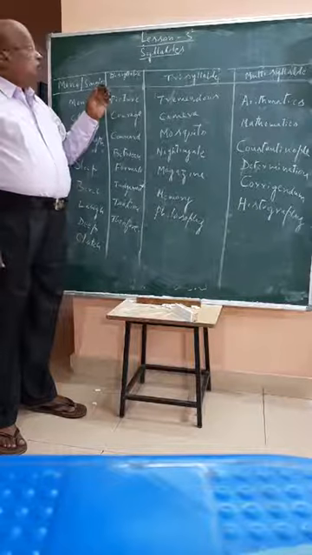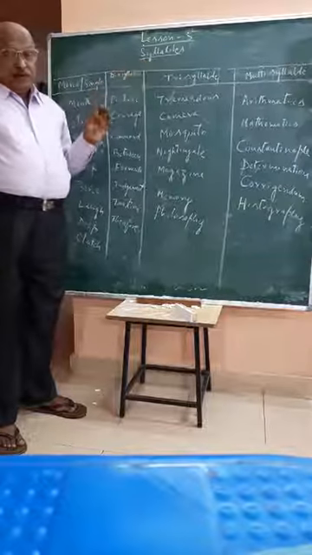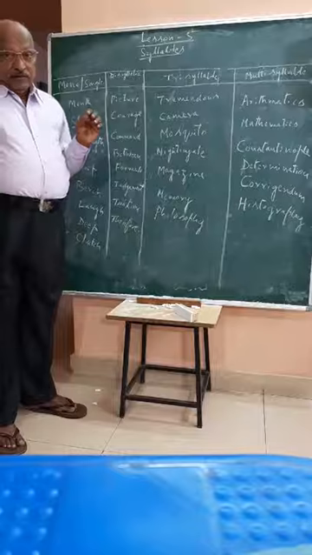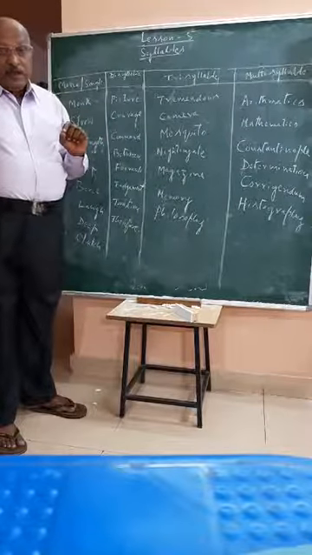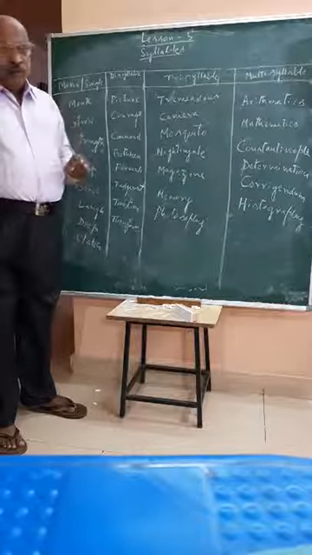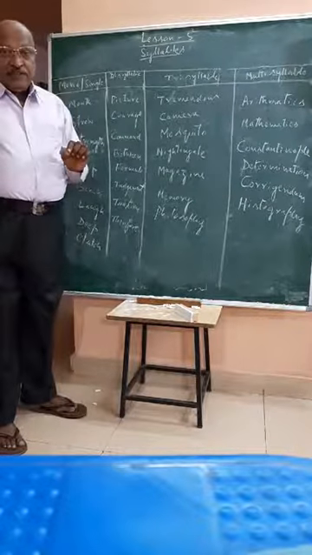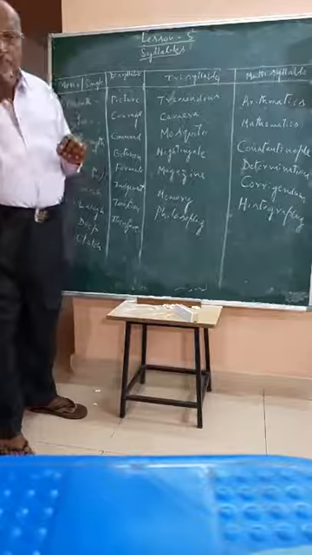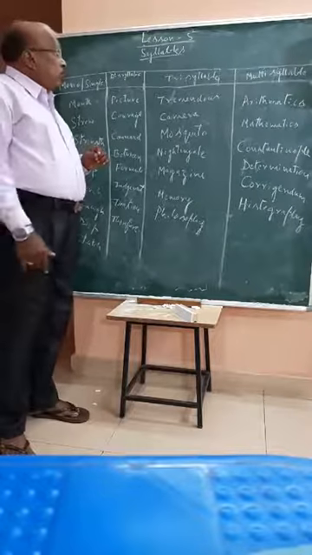Lesson number 5 is syllables. What is a syllable? A syllable is a one-stroke word pronounced from the mouth.